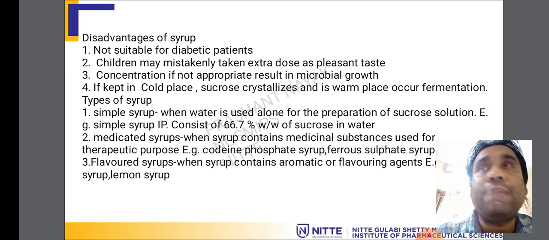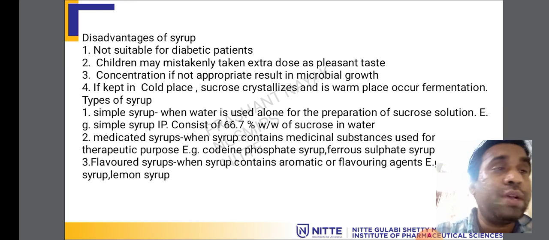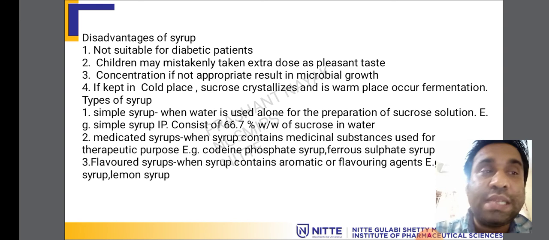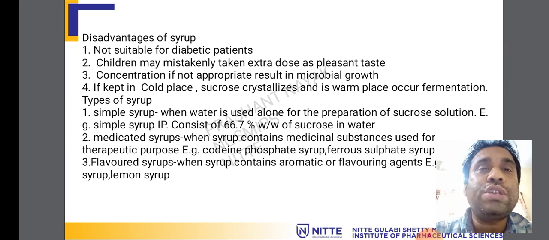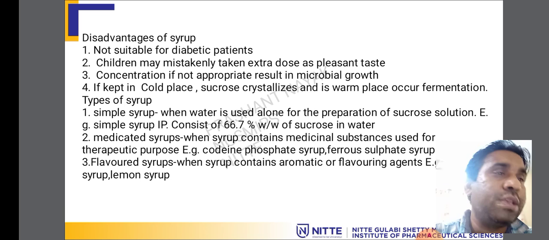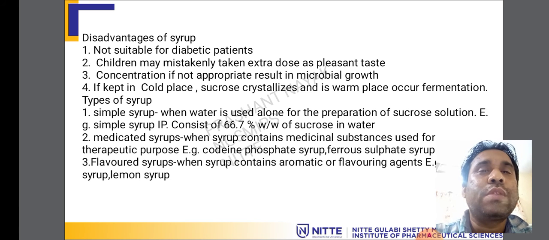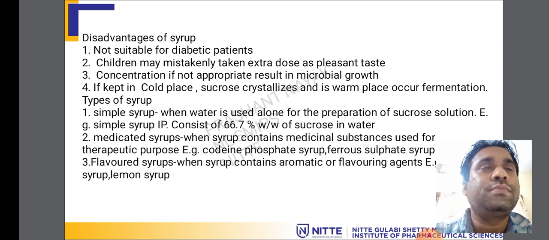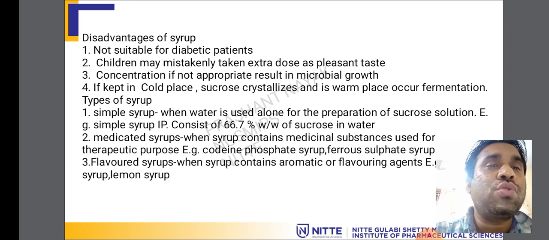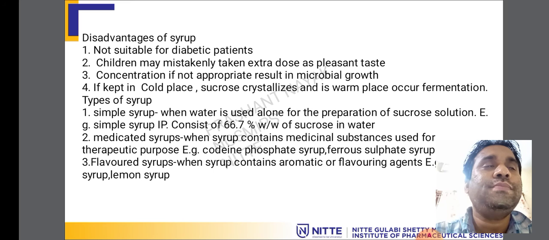Not suitable for diabetic patients as it contains a high concentration of sugar. Children may mistakenly take an extra dose because of the pleasant taste. The taste can be any flavor: mango, strawberry, chocolate. If the concentration is not appropriate, it results in microbial growth. If kept in a cold place, sucrose crystallizes, and in a warm place fermentation occurs. These are the disadvantages of syrup.